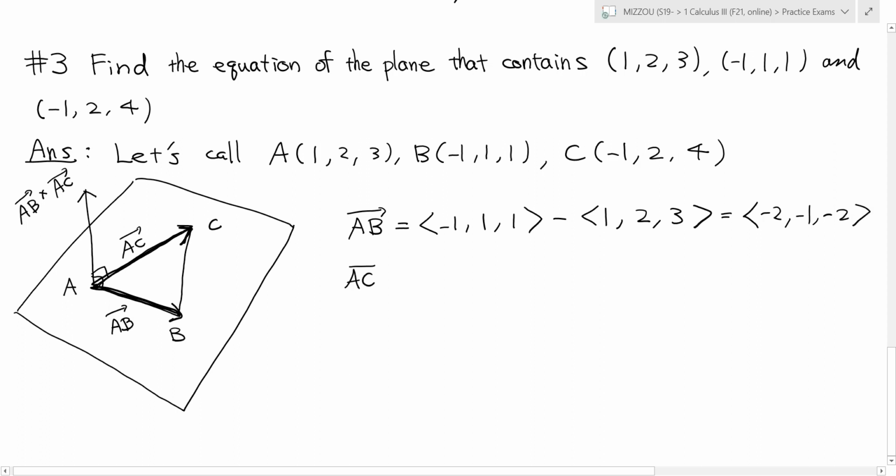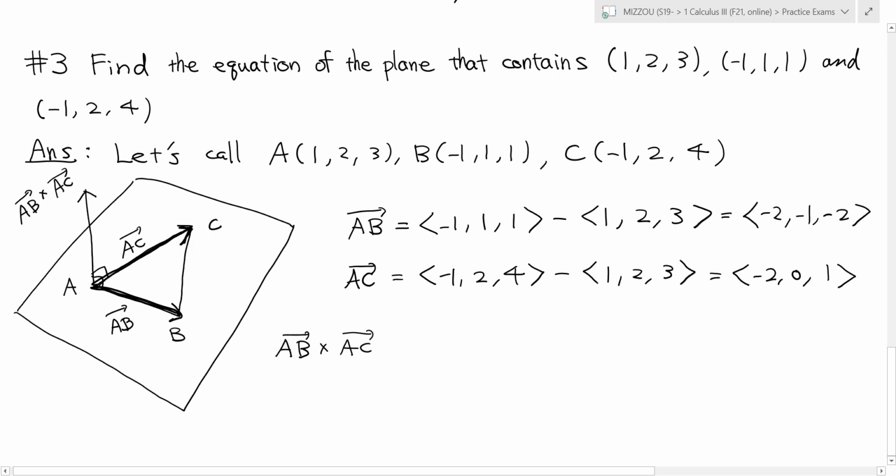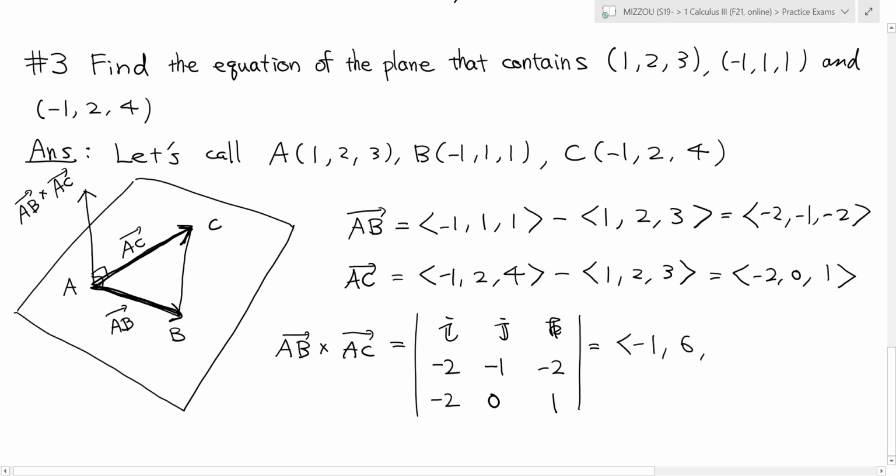And similarly, vector AC is computed as negative 1, 2, 4 minus 1, 2, 3, and that is computed as negative 2, 0, 1. Okay, so therefore, the cross product we're looking for, vector AB cross vector AC, is the determinant with i, j, k, negative 2, negative 1, negative 2, and negative 2, 0, 1. And then you will see that this is negative 1, 6, 2, negative 2.